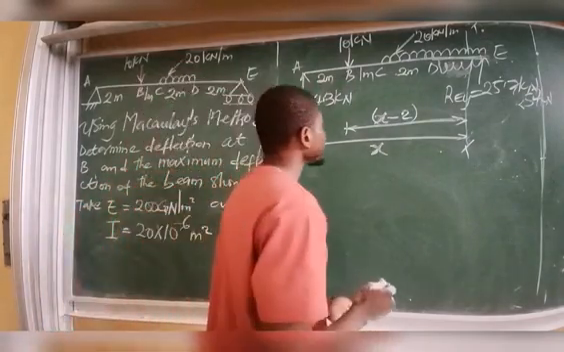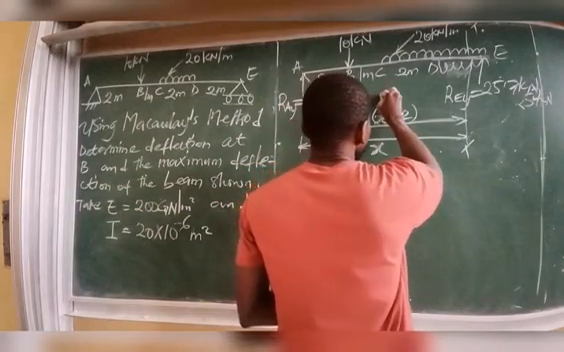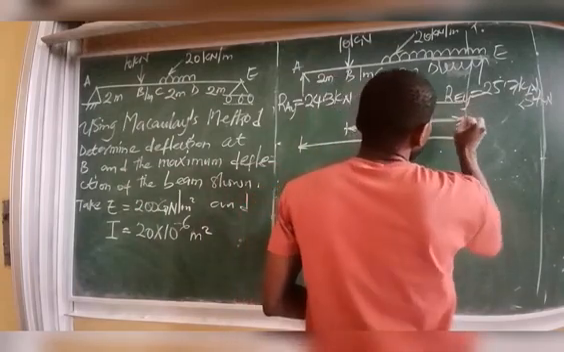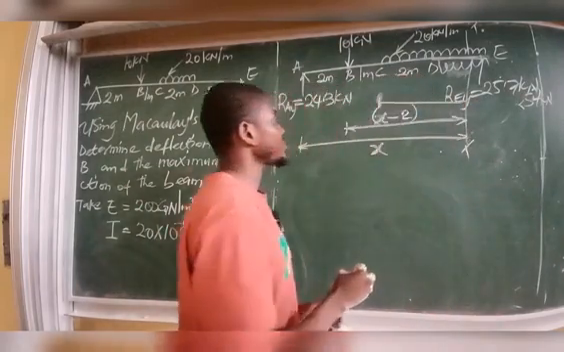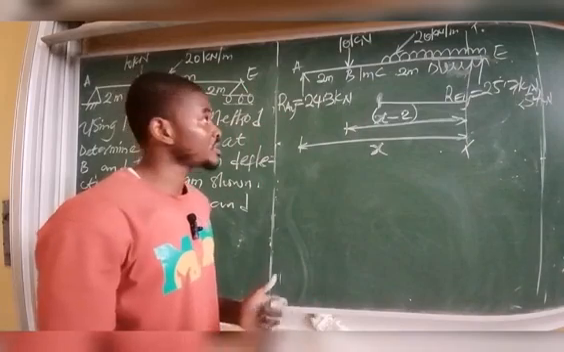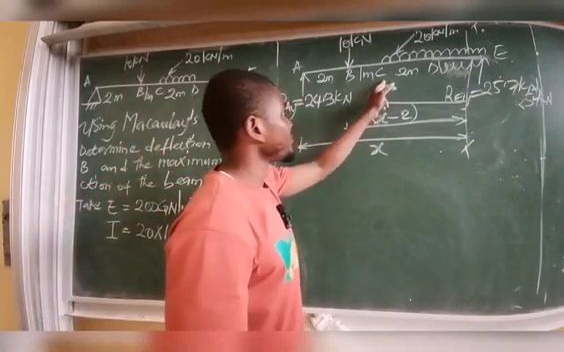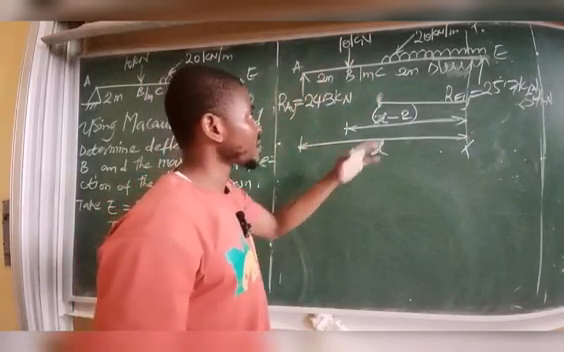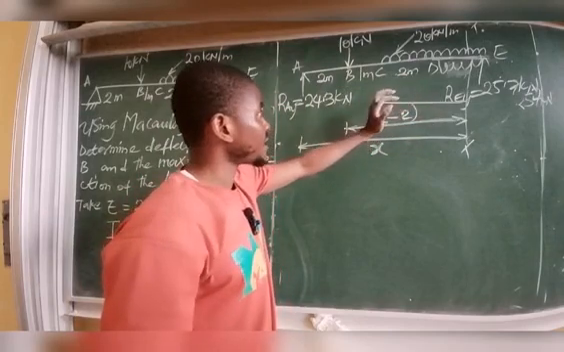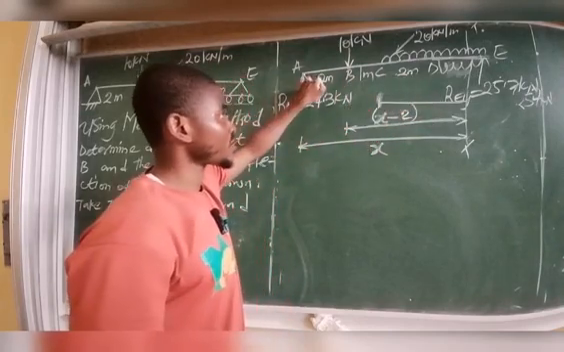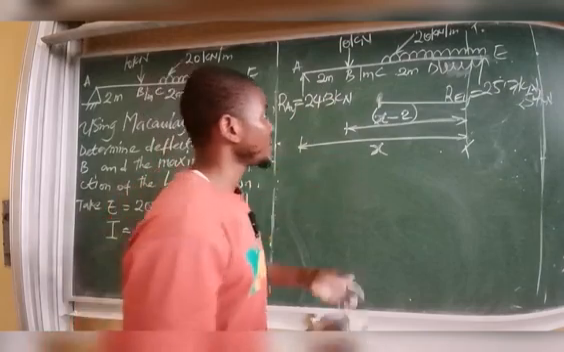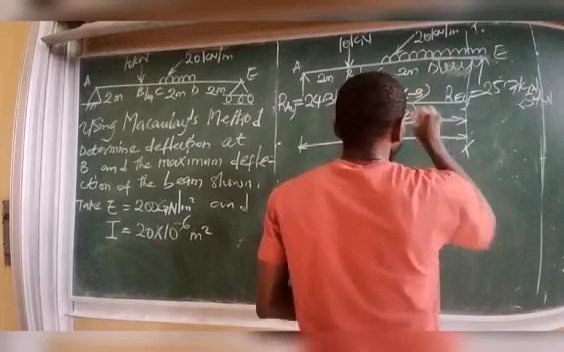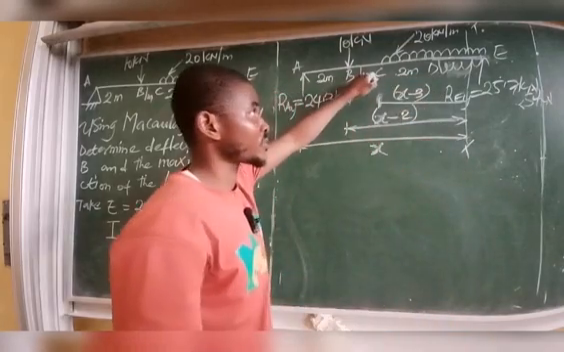Next is to find the distance of this UDL from point C to the point of section. It is still the same thing. Since I am now at point C, I have to remove every other distance behind from x. The distances behind include 1 plus 2, which is 3 meters. So simply take away 3 from x, and I will have x minus 3. This is the distance of this UDL from point C to the point of section.